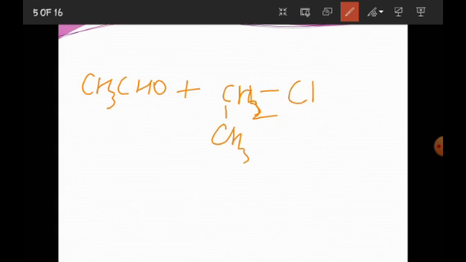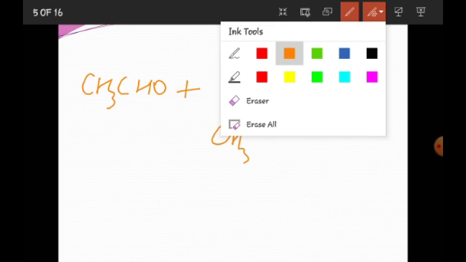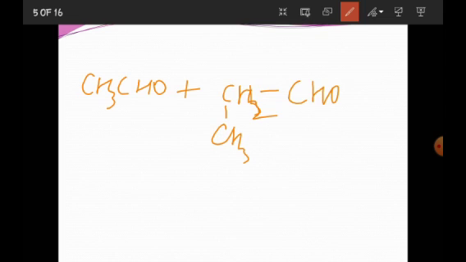See, now listen carefully, because this is the part where students make a mistake. Now here you should remember this O you will remove, but these 2 hydrogens you will remove from where? Alpha carbon. This will be the alpha carbon, not this one. So you need to remove this hydrogen from this alpha carbon.